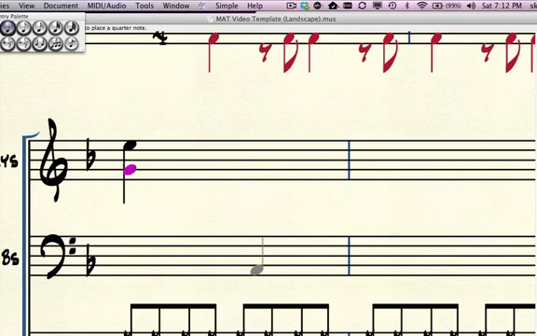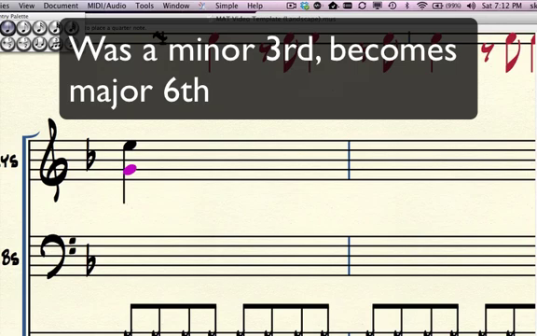an octave or bringing the other note down an octave. I'll bring this up an octave. Now you know it's a third. What's that scale degree? Scale degree 7, that's a minor third. It was a minor third. Now it's a major sixth.